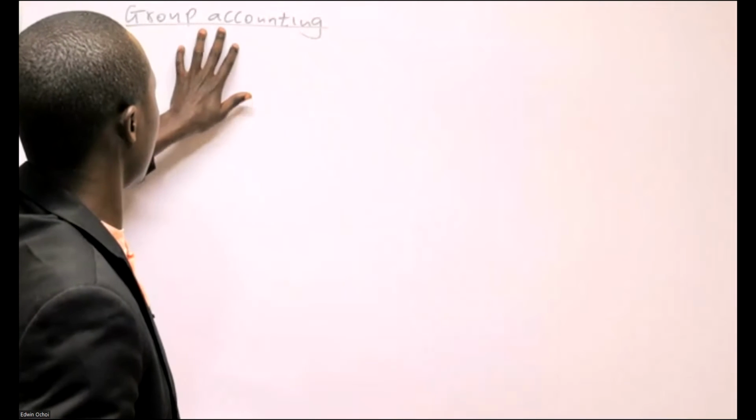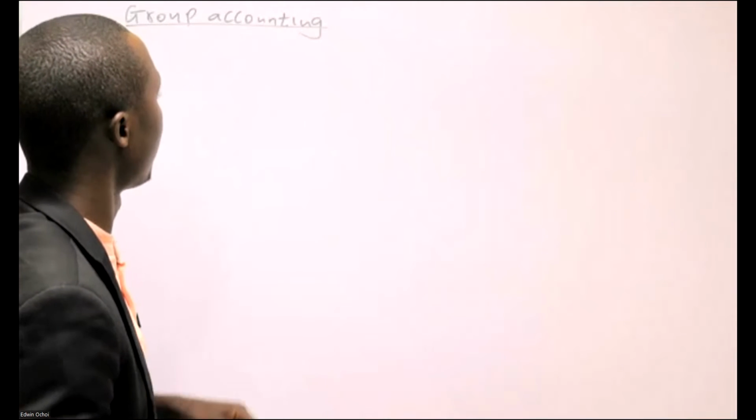Anyway, to the business of today, the work of the day is all about group accounting. This is whereby one company has acquired another company. So you find that company A has acquired company B, or company C, or company D, or even company E. It will be based on the percentage with which the parent has acquired the other company.